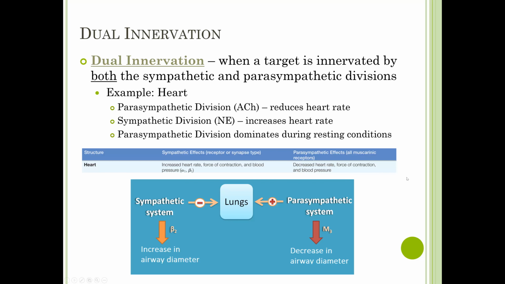Another good example is in the lungs. The sympathetic system, through activation of beta-2 receptors by norepinephrine, is going to increase the airway diameter of the bronchioles in the lungs, whereas the parasympathetic system, through action of one of the muscarinic subtypes, is going to decrease the airway diameter in the bronchioles. So this is what we refer to as dual innervation.